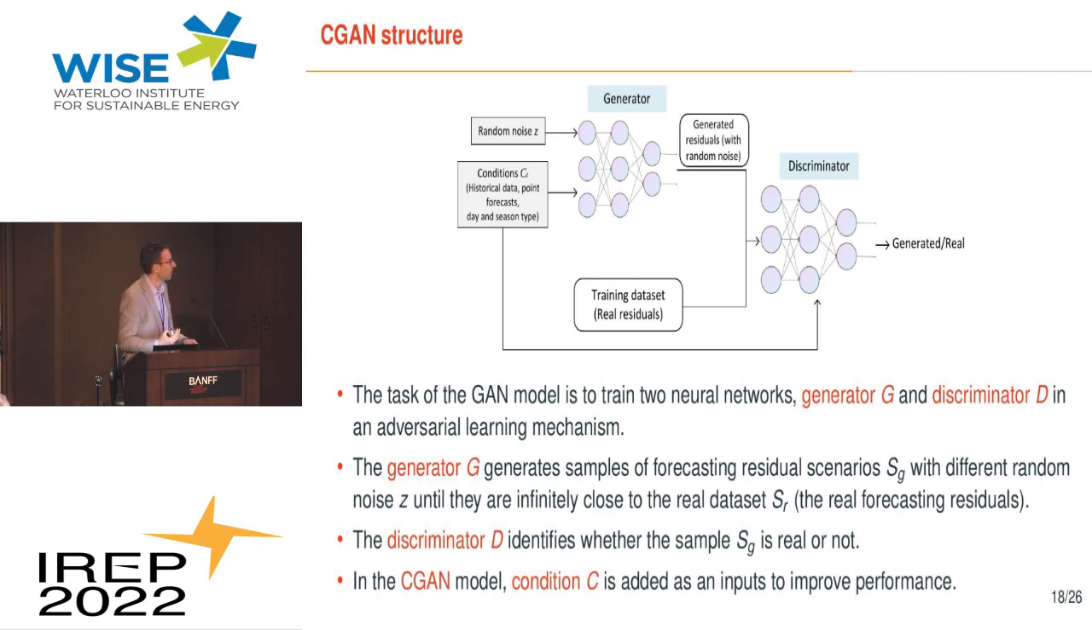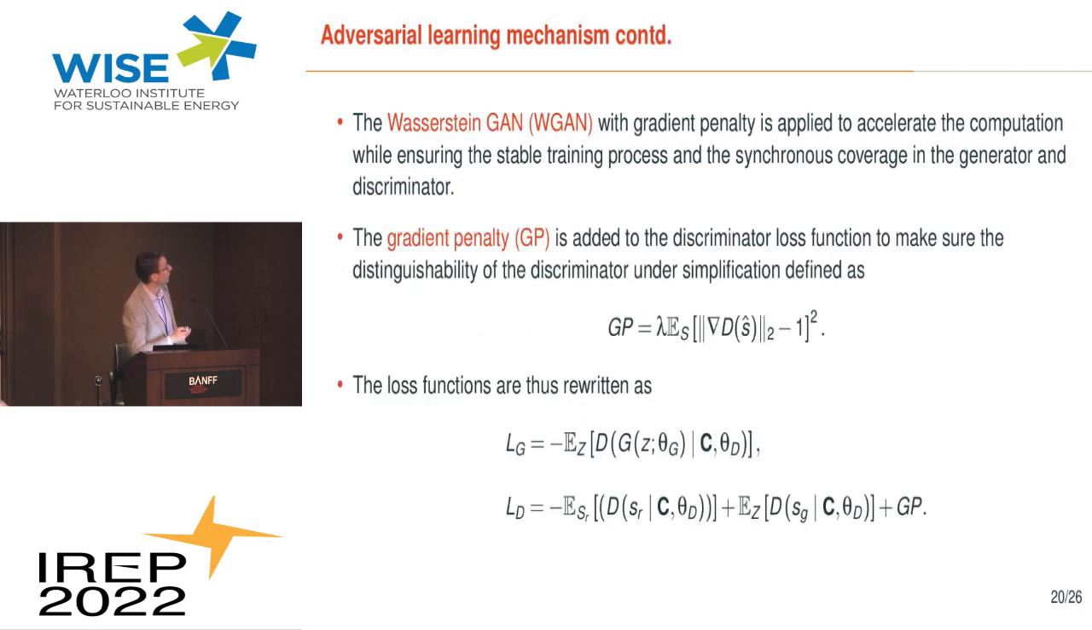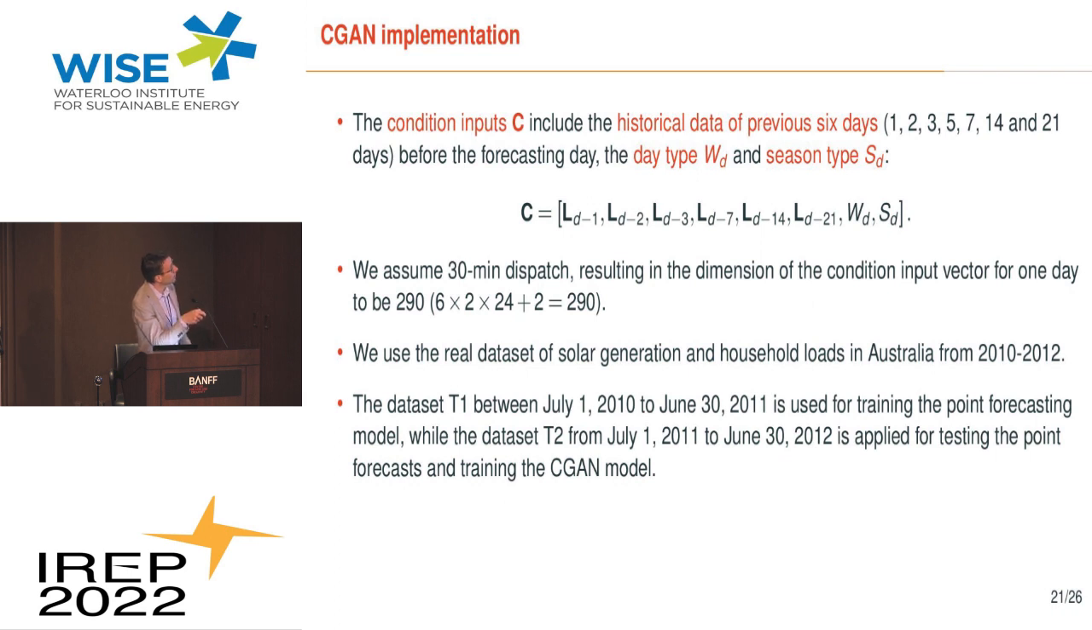If they are statistically representative. And we also use this condition. So the difference between GAN and CGAN is that we use this condition C, which we add as an additional input to improve performance. I'll skip through the math, the details are in the paper. So just focus on these conditional inputs. To improve performance, we take historical data of the previous day, so 1, 2, 3, 5, 7, 14, and 3 weeks behind. And also we use the day type, weekend or weekday, and season.